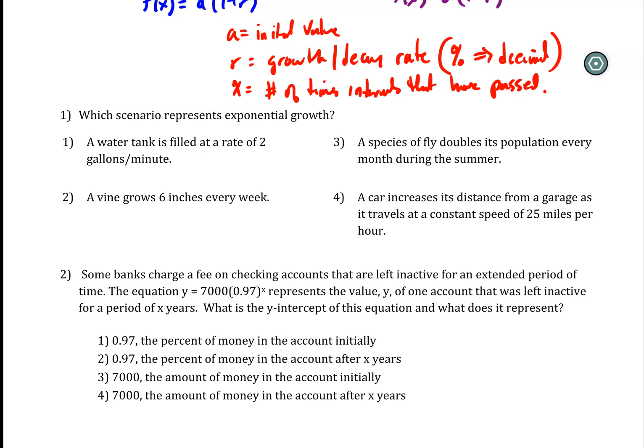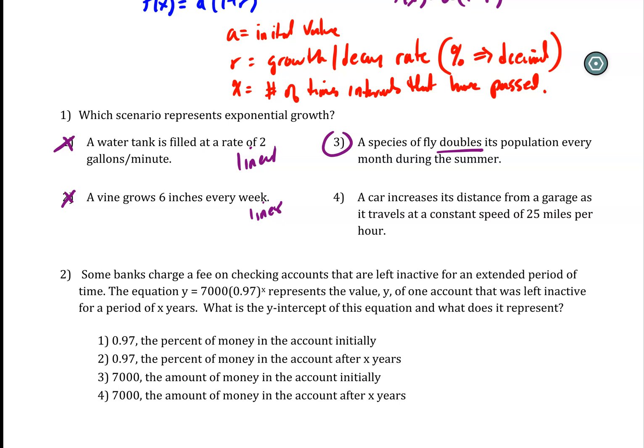So a water tank is filled at a rate of 2 gallons per minute. That would be a constant rate of change, so that's linear, and that would not work. A vine grows 6 inches each week. Again, that's linear, so that's not going to work. The species of flies doubles in population every month during the summer. So it's doubling, and then each month it's doubling again. That's going to be your exponential growth.